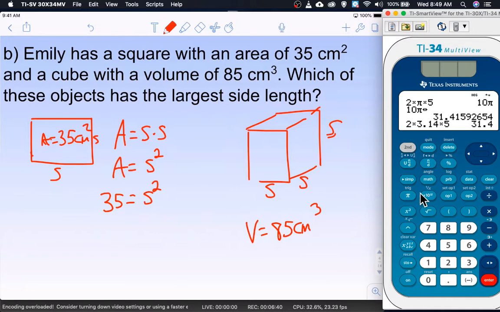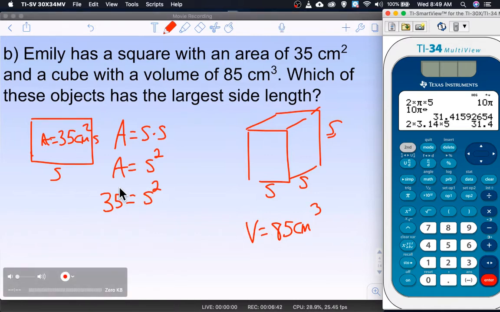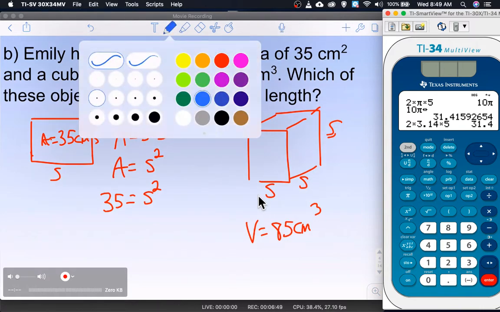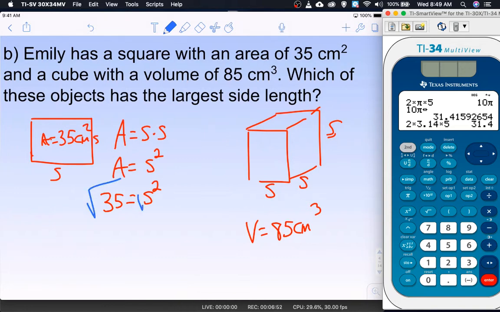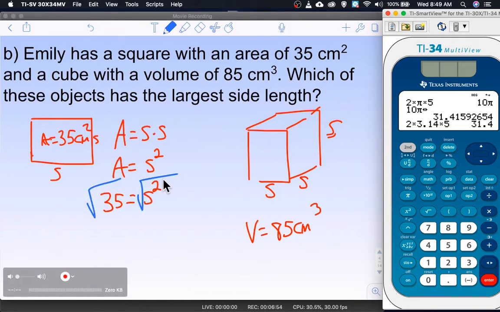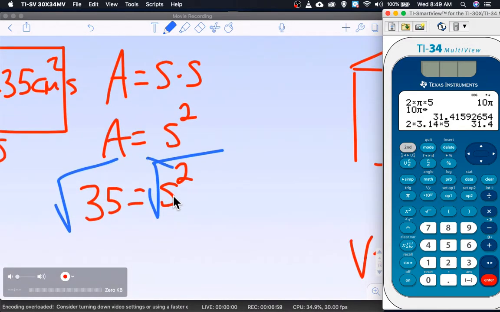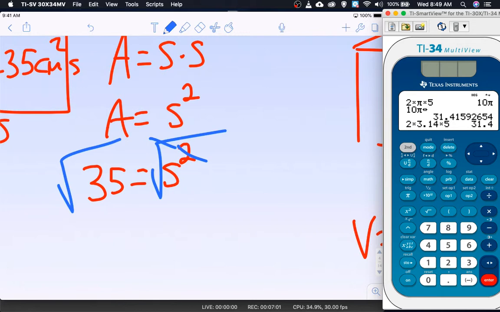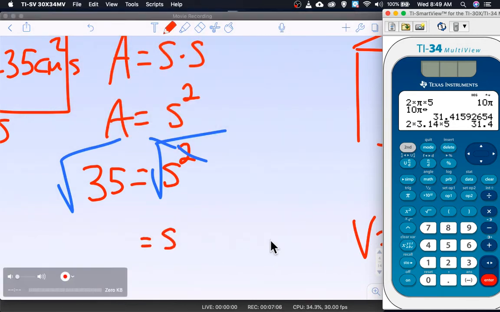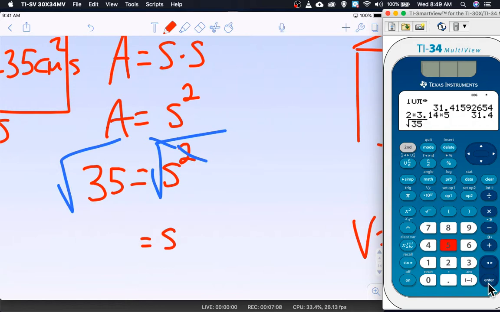Now, I could calculate this. I could solve this equation. Let's check this out. Because this is s squared, we learned in previous lessons that if I take the square root of both sides, the square root cancels out this square. Those are opposite operations. And we get just s equals. And then when I take the square root of 35, I'm going to get an irrational number, 5.916.